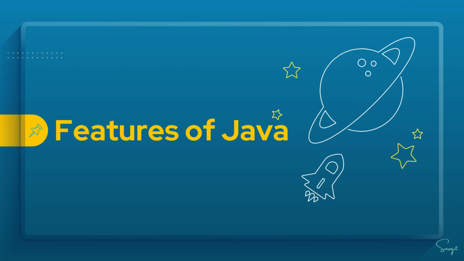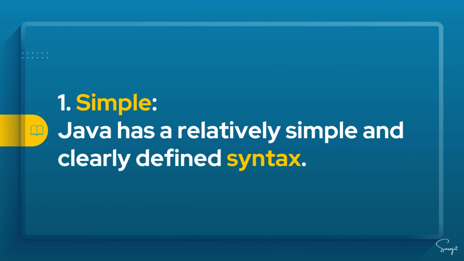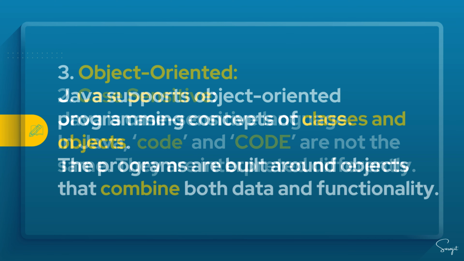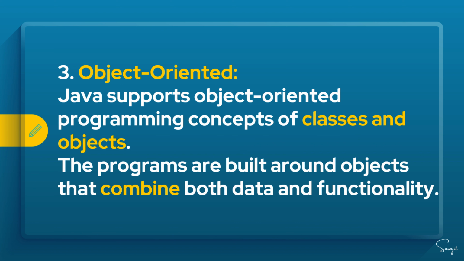Let's talk about a few features of Java. First one is simple. Java has a relatively simple and clearly defined syntax. Second one is case-sensitive. Java is a case-sensitive language. In Java, code in small letters and code in capital letters are not the same. They are interpreted differently.